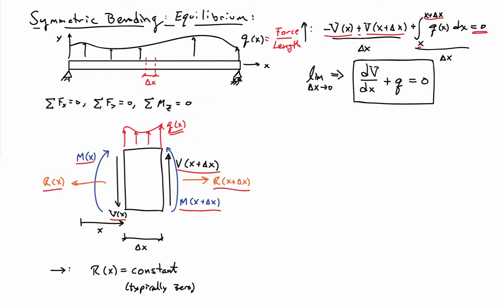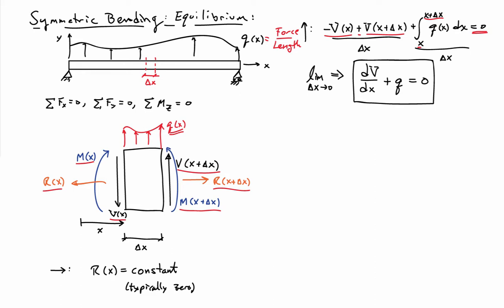The first two terms become the derivative of v with respect to x, and that integral there divided by delta x in the limit of delta x goes to 0 becomes q. So my equation of equilibrium pointwise for forces being equal to 0 in the y direction is dv/dx plus q equals 0. So it looks a lot like the equilibrium equations that we had before.